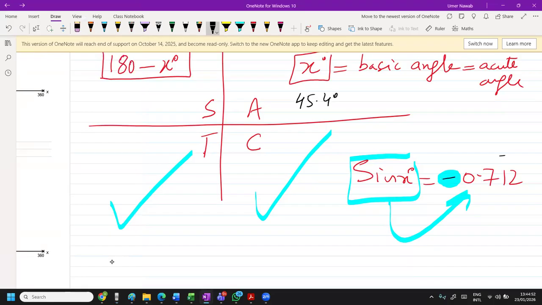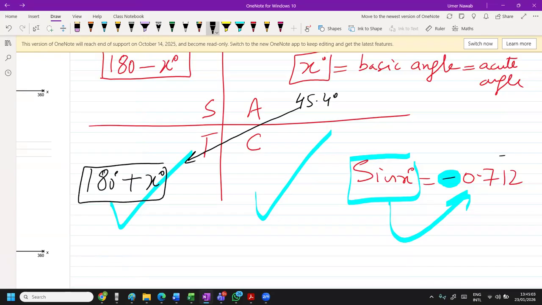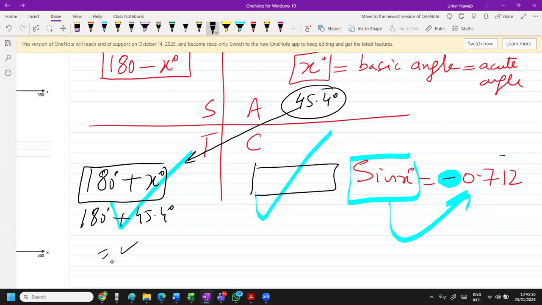45.4 degrees. Now I want to kick this angle to go to the third quadrant. For the third quadrant, the formula is 180 plus x. So if I want to get the angle in the third quadrant, I should write 180 plus 45.4, and then I get my answer. And there is another angle required here in the fourth quadrant since my answer was negative.